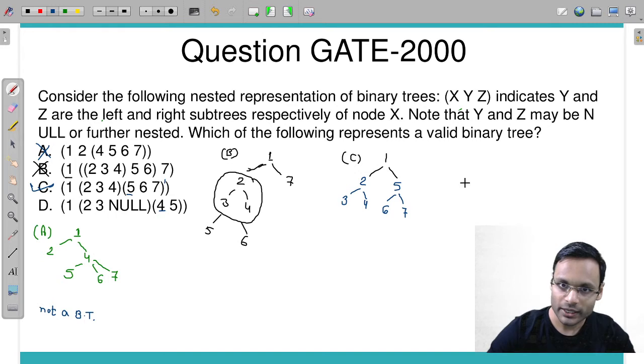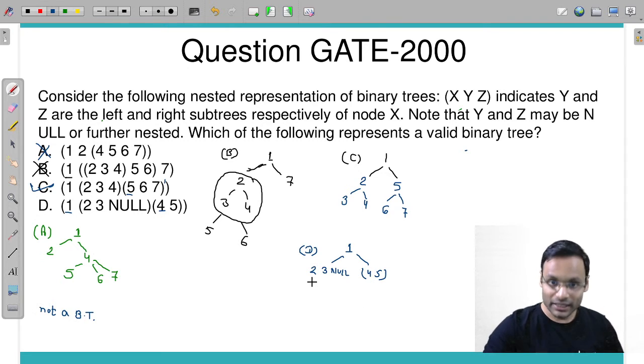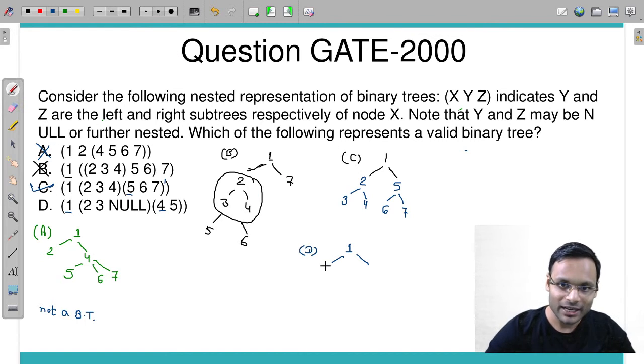This particular option looks correct, but surely we will check option D also. It says the first quantity is root. Second quantity 2, 3, null in the left, and in the right we have 4, 5. That is the given thing. Let's expand this 2, 3, null. So 2, 3, null you can write as 2 the first quantity root, next quantity left, next quantity right, which is null. Now here, for this quantity, first quantity 4 as root, next quantity given 5 as left.